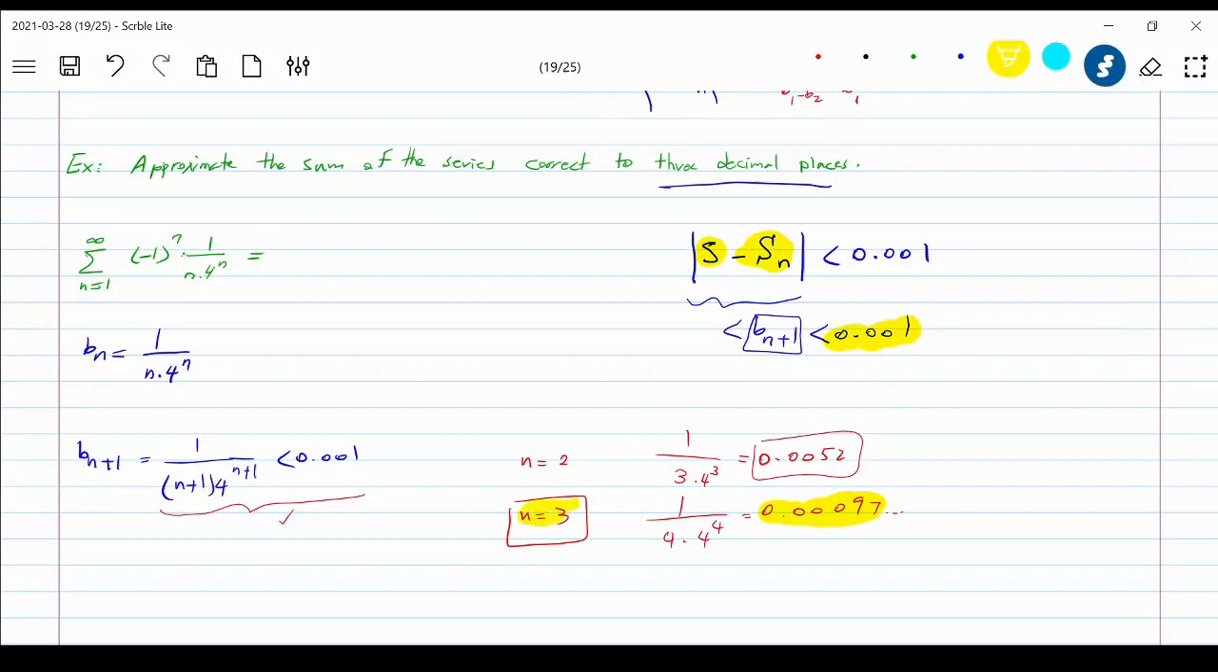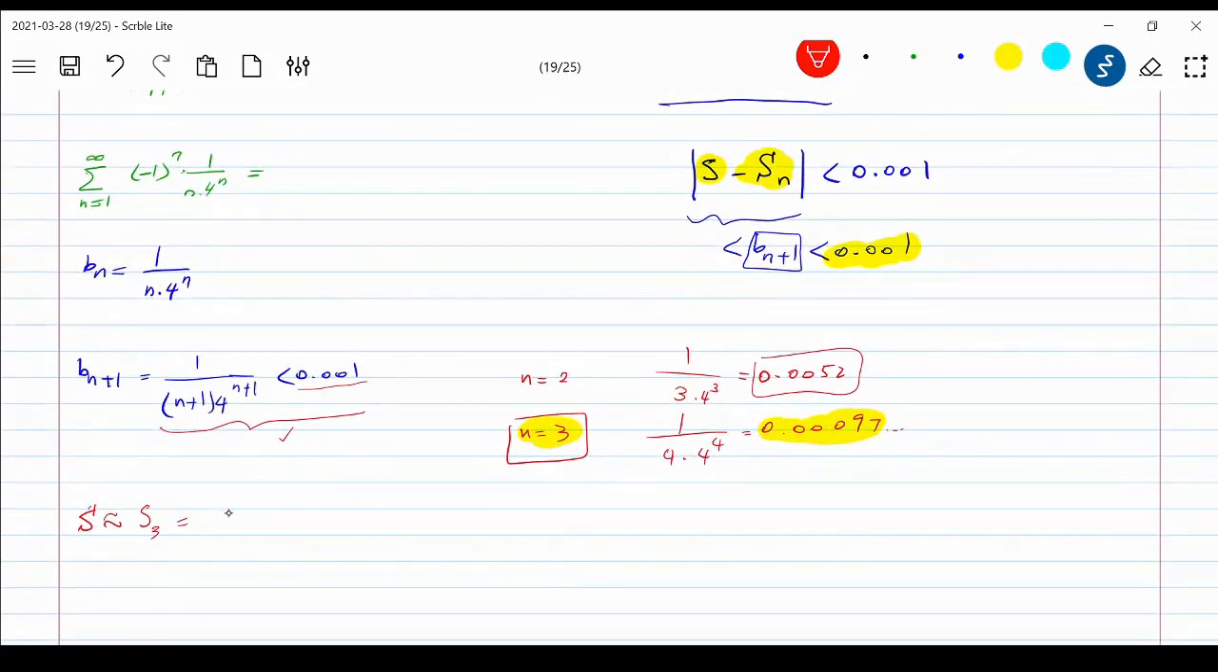So this n equal to 3 basically means S is almost the same as S3, with a difference of at most 0.001. So I just need to add up the first 3 terms. Let's add up the sum from n equals 1 to 3 of negative 1 to the power n, 1 divided by n times 4 to the power n. This is basically replacing n with 1, 2, and 3, which is negative 1 divided by 4, if I'm not mistaken.